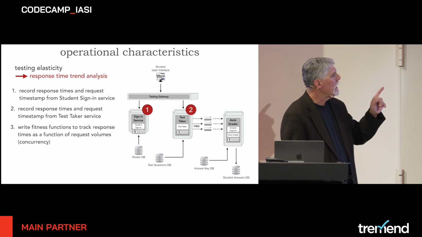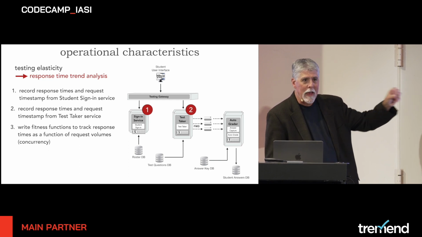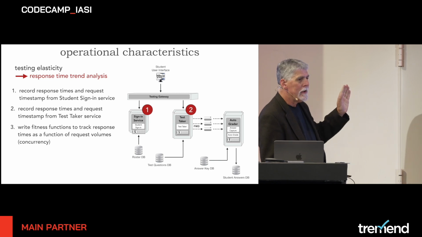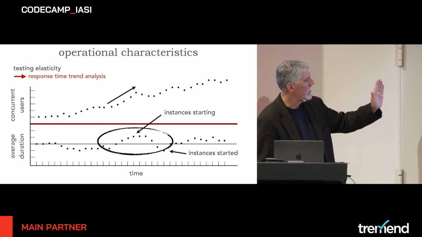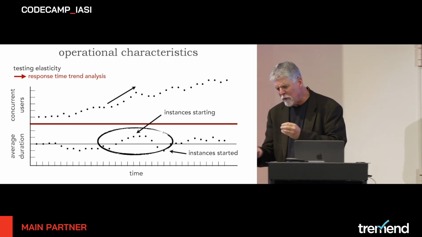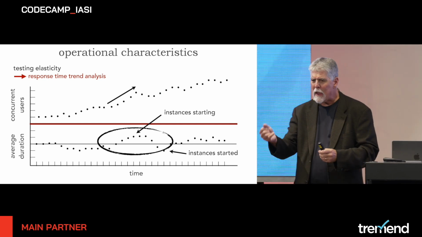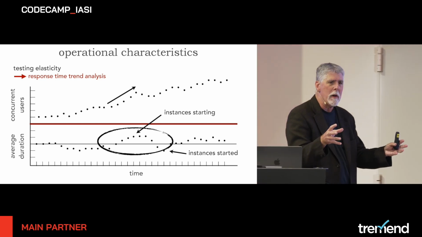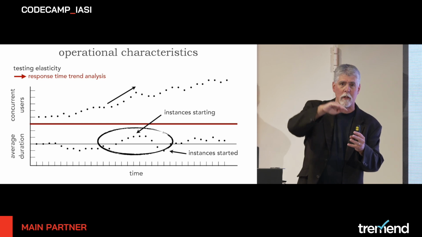So let's do that. It's fairly straightforward, though nothing's easy: I can gather all the response times from the sign-in service, gather the response times from the test taker, and know the number of students. I can also extract that, and then I write a fitness function to compare these two. I write that in that analytics service, I run it, and are you ready? This is what that looks like over time. Now, this is a graph, but this is all happening behind the scenes. It's tracking, it's analyzing. It's looking for trends based on a certain time or a certain direction.